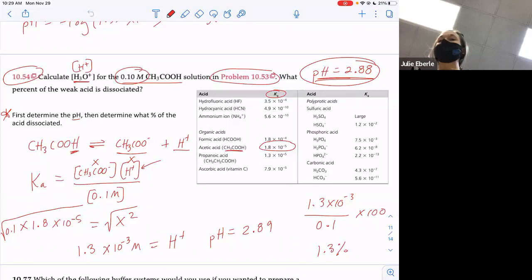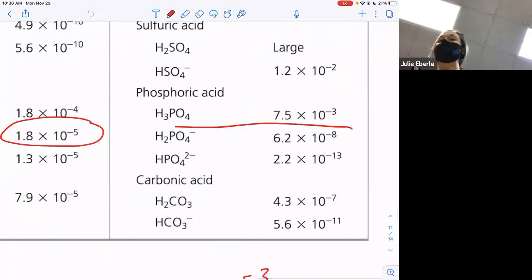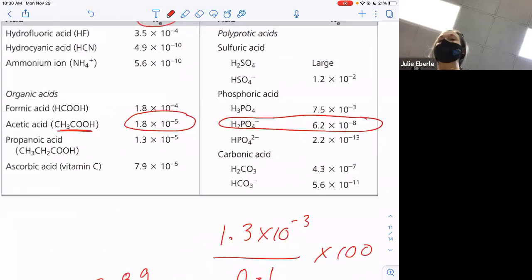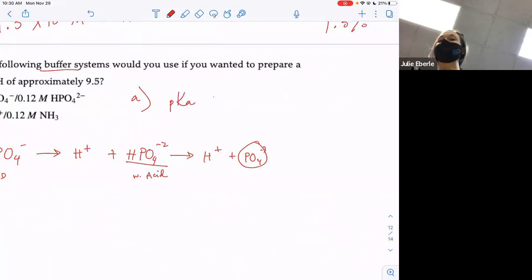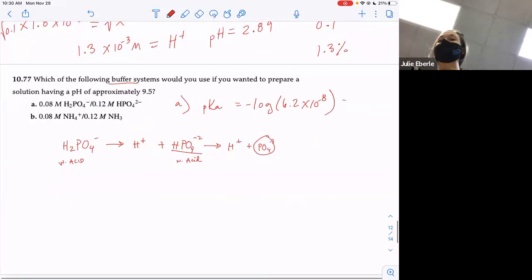So let's go get the negative log of Ka for H2PO4-, which is right here. That's the Ka. We want to calculate the pKa. And how do I do that again? What does P stand for? Negative log. So just take the negative log of Ka, which is 6.2 times 10 to the -8. So pKa equals negative log of 6.2 times 10 to the -8. That's the K value. And what do we get? Okay, so the pKa equals 7.2. Is that close to 9.5? Not super. Let's see if we can get closer.